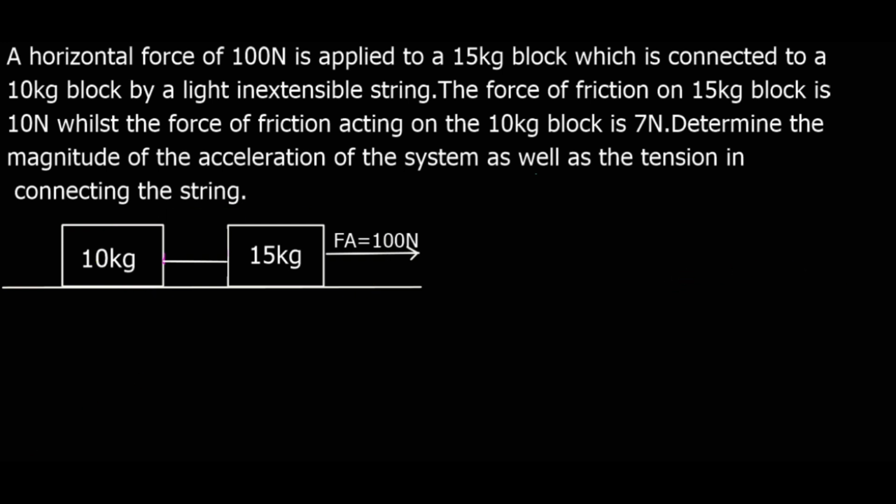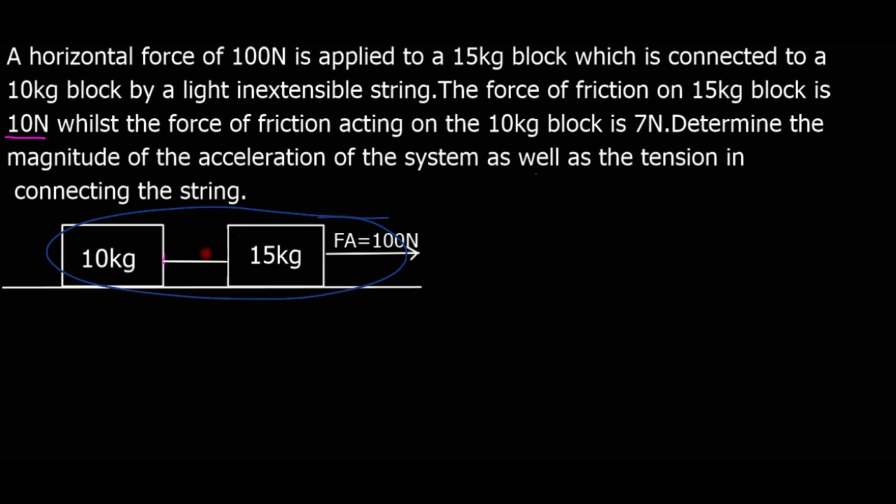This example says: a horizontal force of 100 newtons is applied to a 15 kilogram block which is connected to a 10 kilogram block by a light inextensible string. The force of friction on the 15 kilogram block is 10 newtons, whilst the force of friction acting on the 10 kilogram block is 7 newtons. Determine the magnitude of the acceleration of the system as well as the tension in the connecting string.